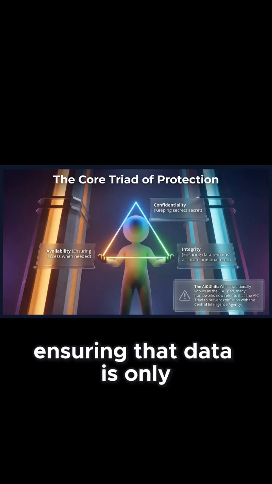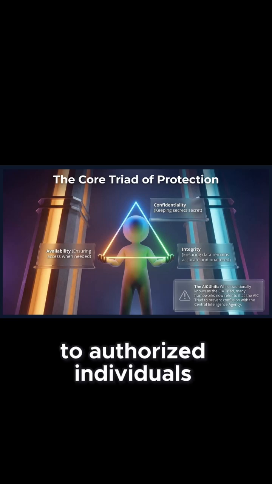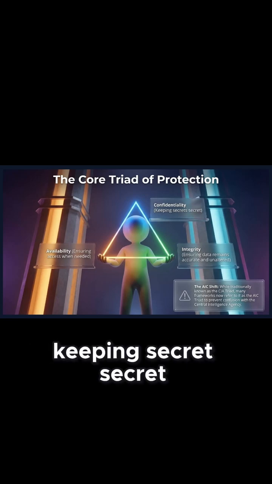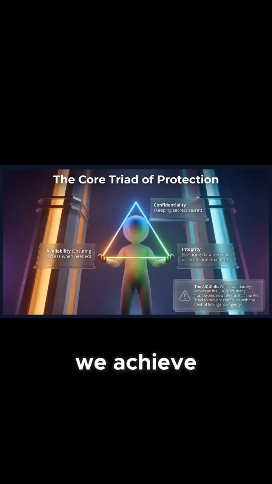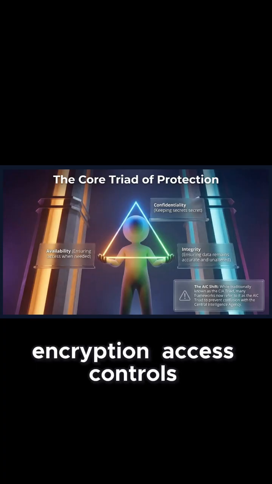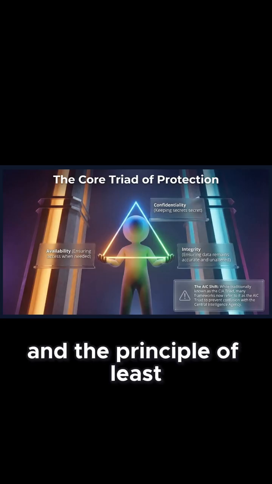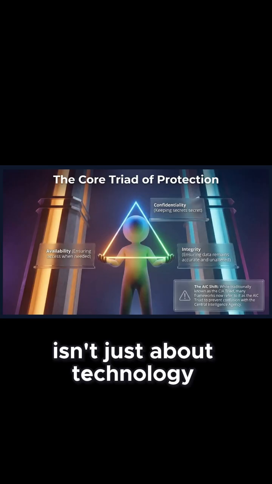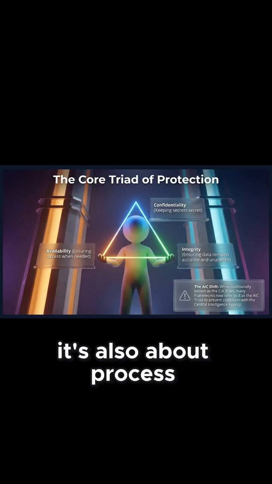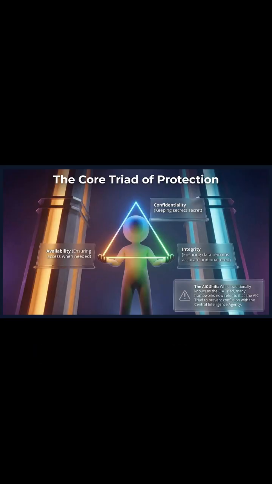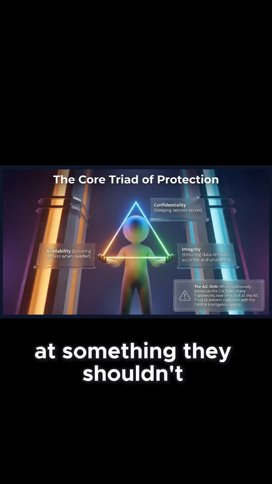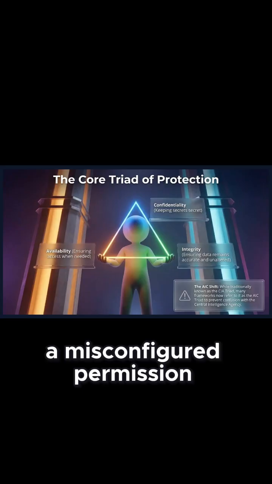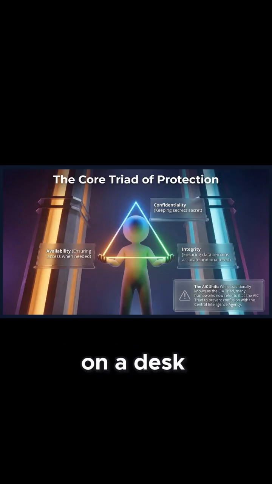Confidentiality is all about ensuring that data is only accessible to authorized individuals. This is the principle of keeping secrets secret. In technical terms, we achieve confidentiality through encryption, access controls, data classification, and the principle of least privilege. But here's the nuance: confidentiality isn't just about technology. It's also about process. Who has access to what? Do we have a clean desk policy? Are we shredding sensitive documents? Confidentiality fails when someone looks at something they shouldn't, whether that's through a hack, a misconfigured permission, or simply leaving a printed report on a desk.